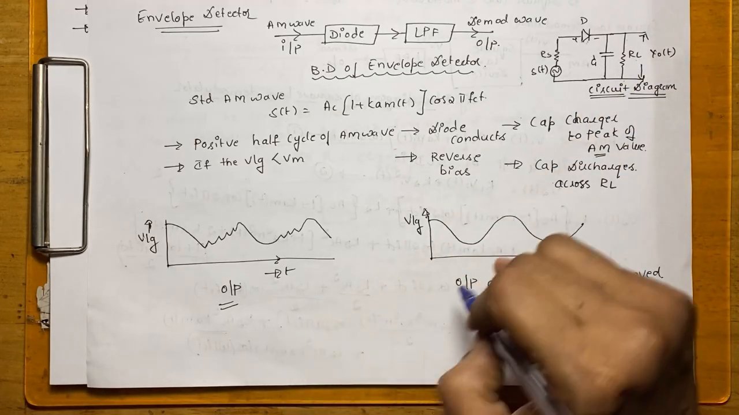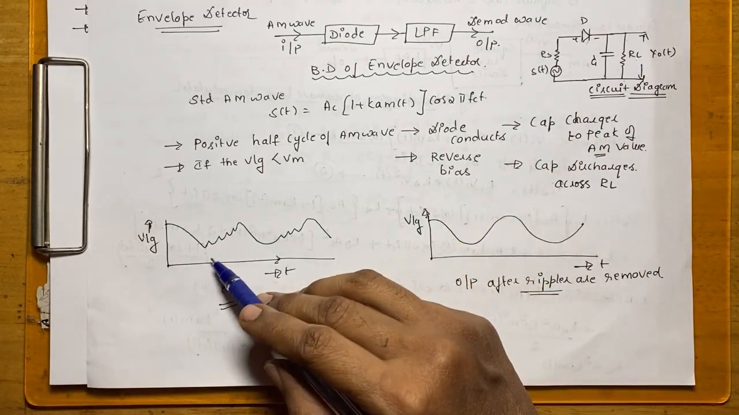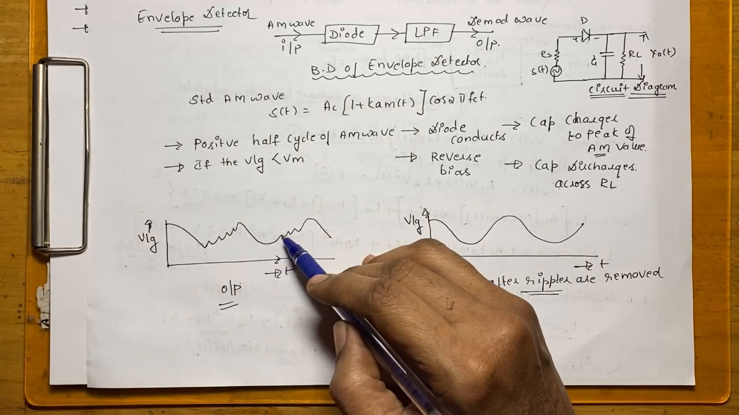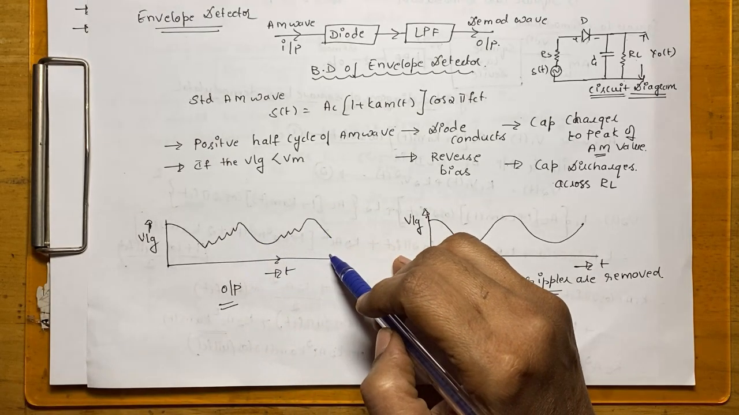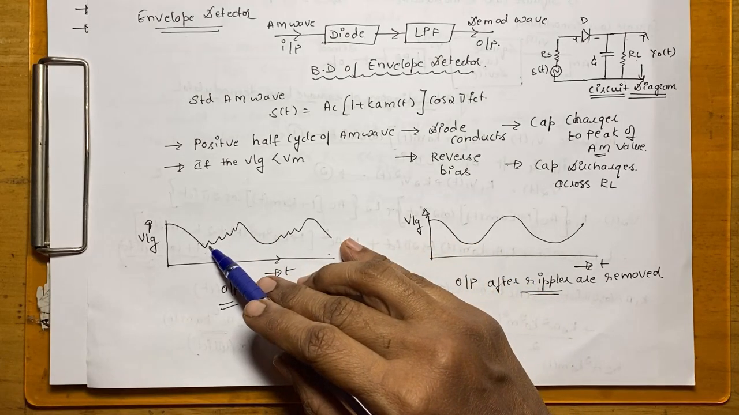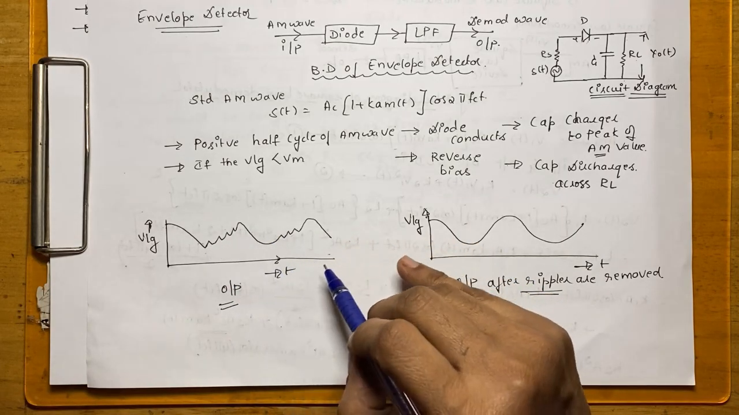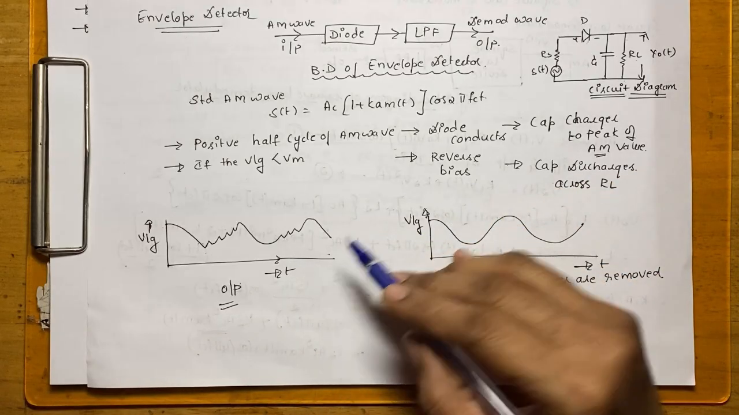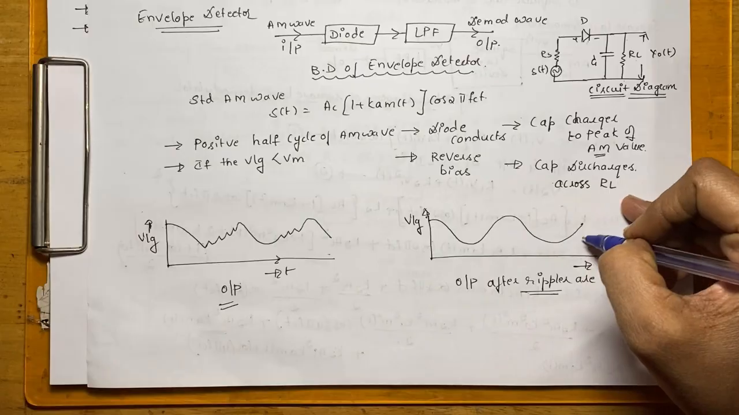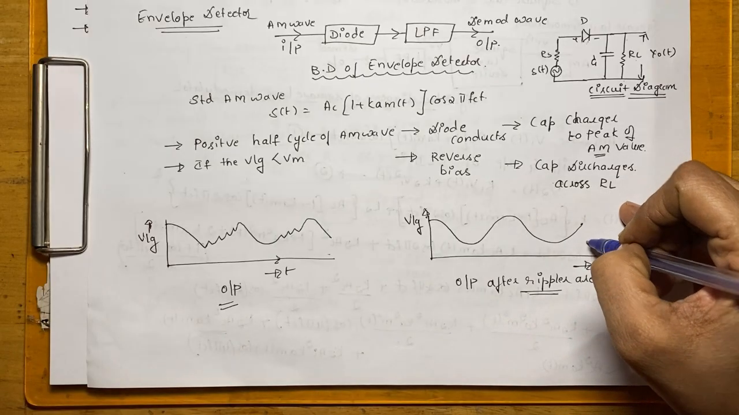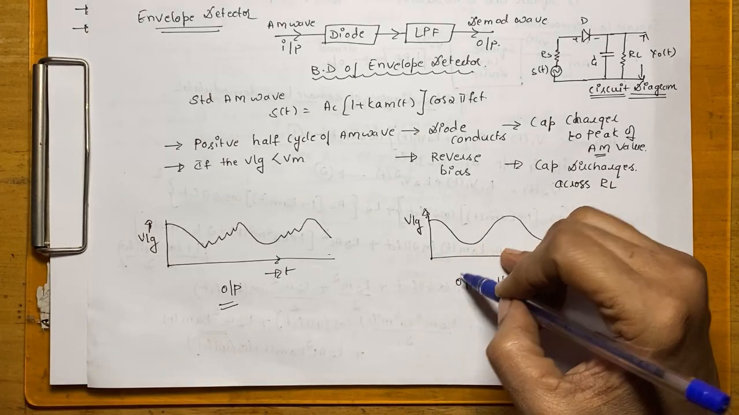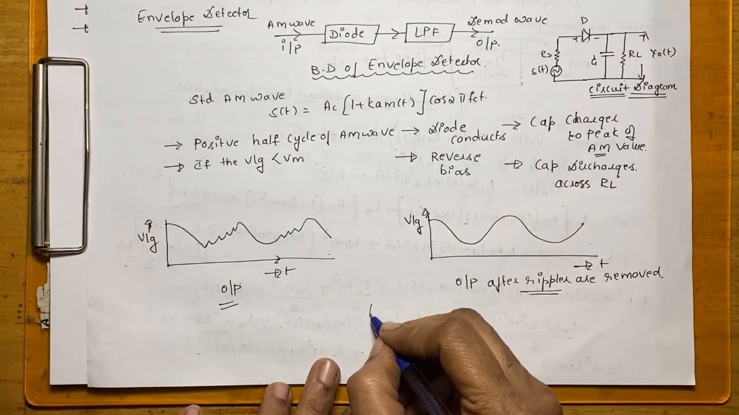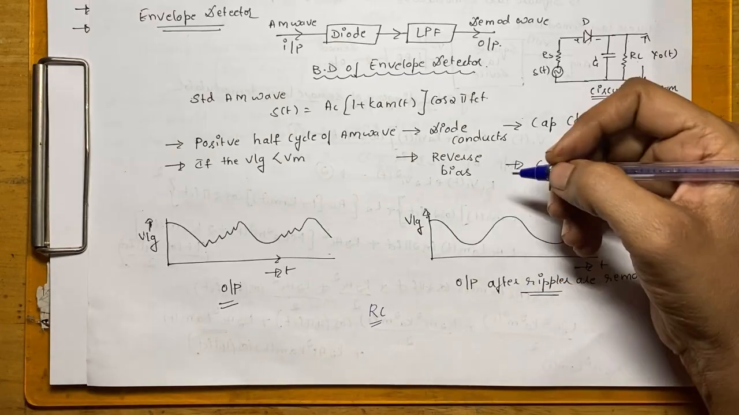Now we can see two figures here. The first figure is wherein you can see that there are a lot of ripples obtained at the output end. So these ripples have to be cleared, or filtered. Once the ripples are filtered, we'll get back our original signal. For getting this ripple free signal, the choice of RC time constant is very important.